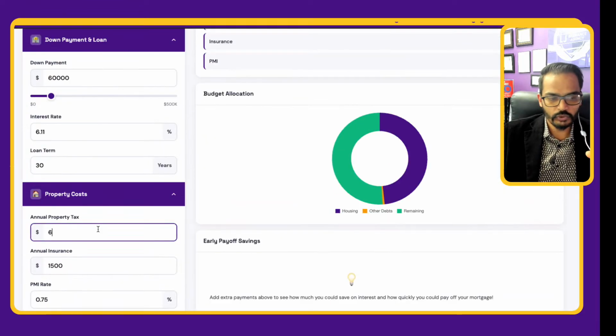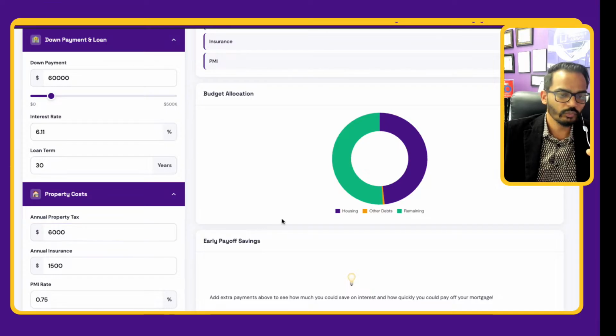So we need to know which area you want to buy in, because your client doesn't know what the property tax is. But we can assume, right, that if they're going to be in Queens and it's a single family, I would put $6,000, $7,000 on the higher end. But if you're in Long Island, then I would go with $10,000 or more, right?